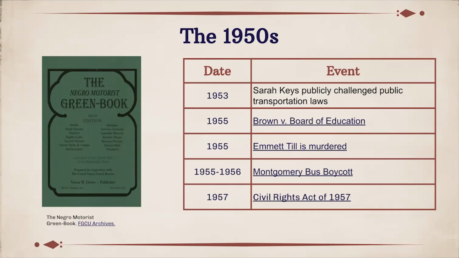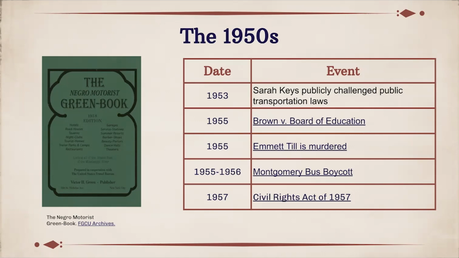We were going to start with 1953. Sarah Keyes publicly challenges public transportation laws. Sarah was serving in the Women's Army Corps and traveled from her Army base in New Jersey back to North Carolina to visit her family. The driver asked her to give up her seat for a white customer, and she refused.